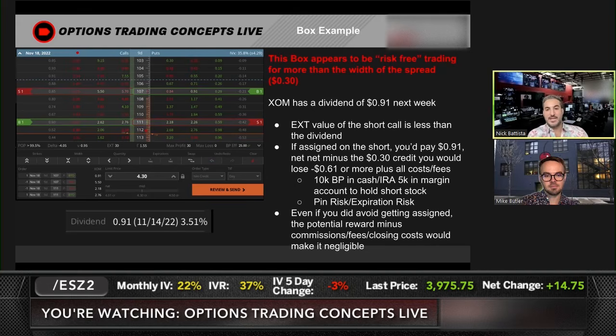If you were to get assigned on that short call, you'd pay the 91 cents, and net of all the transactions, of course, net minus the 30-cent credit in risk-free money, you're out 61 cents just on the assignment. That's paying the dividend minus the credit you get. And this is assuming you get filled at mid-price.